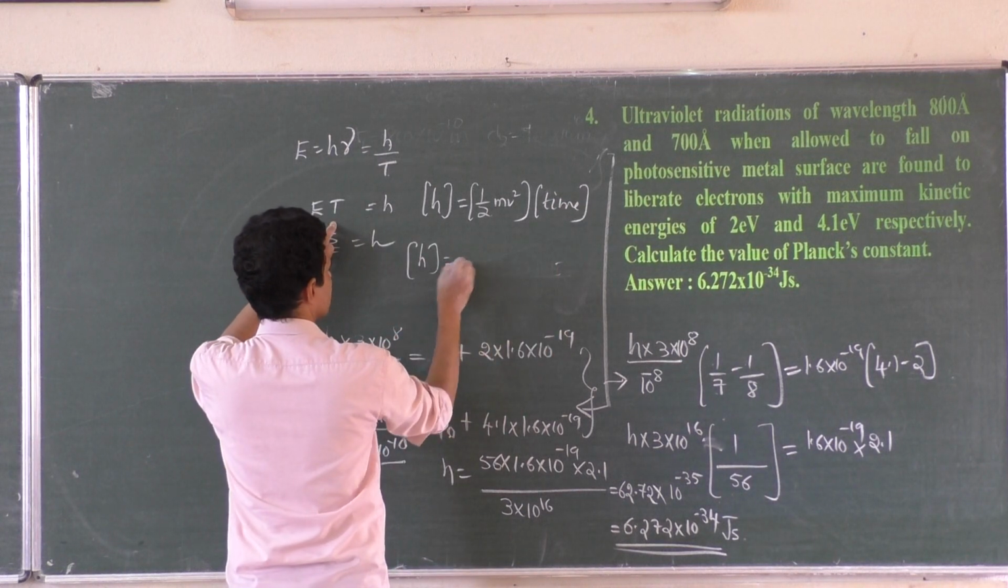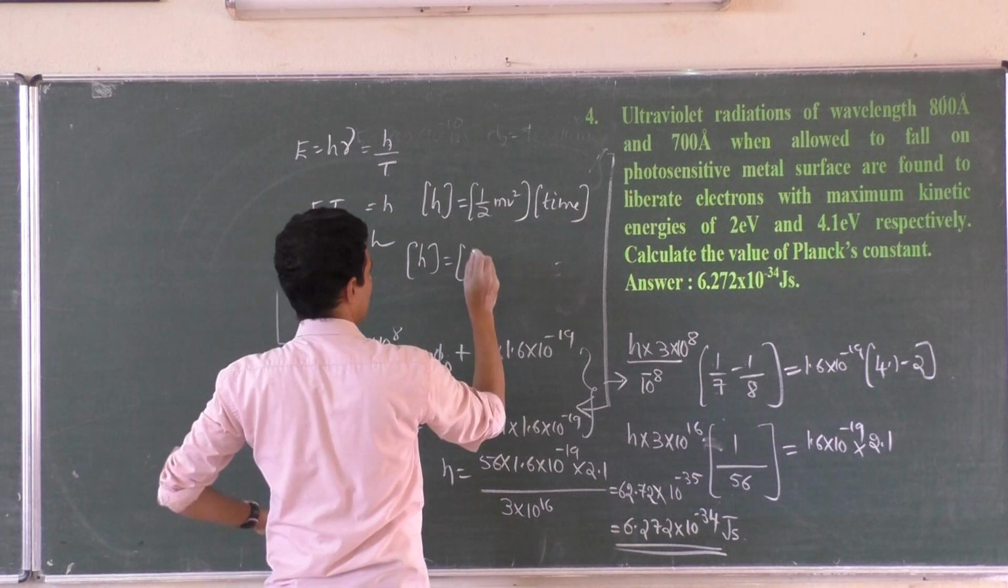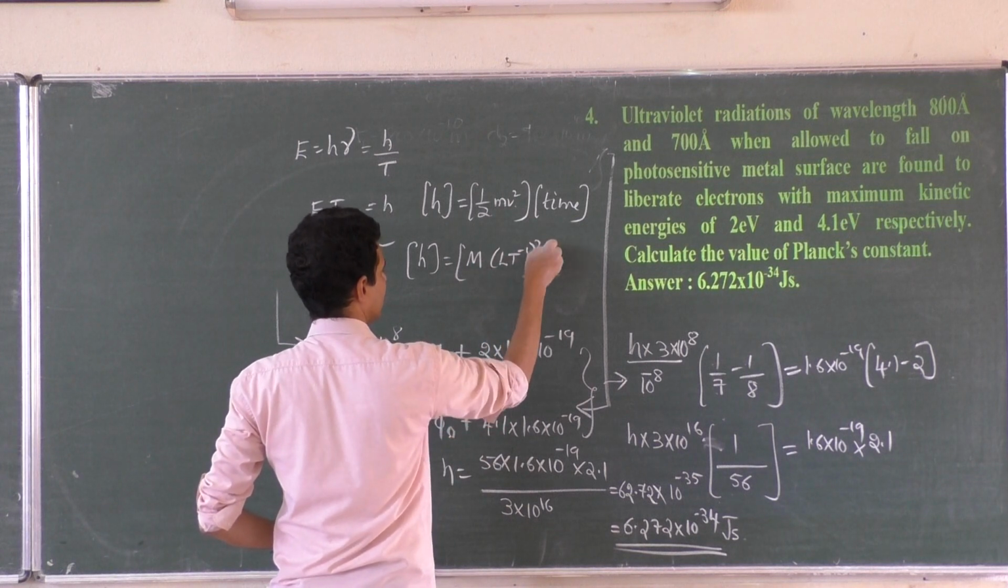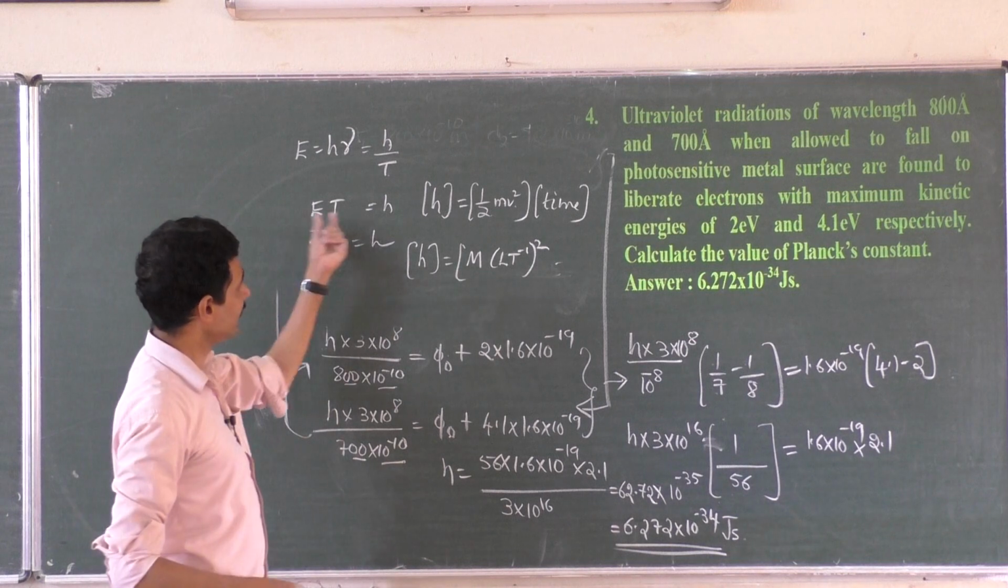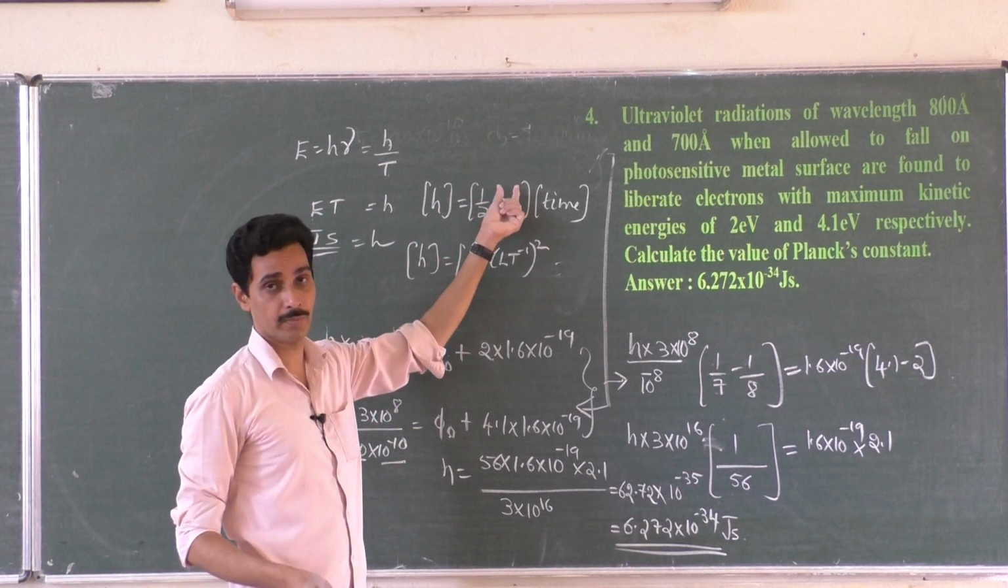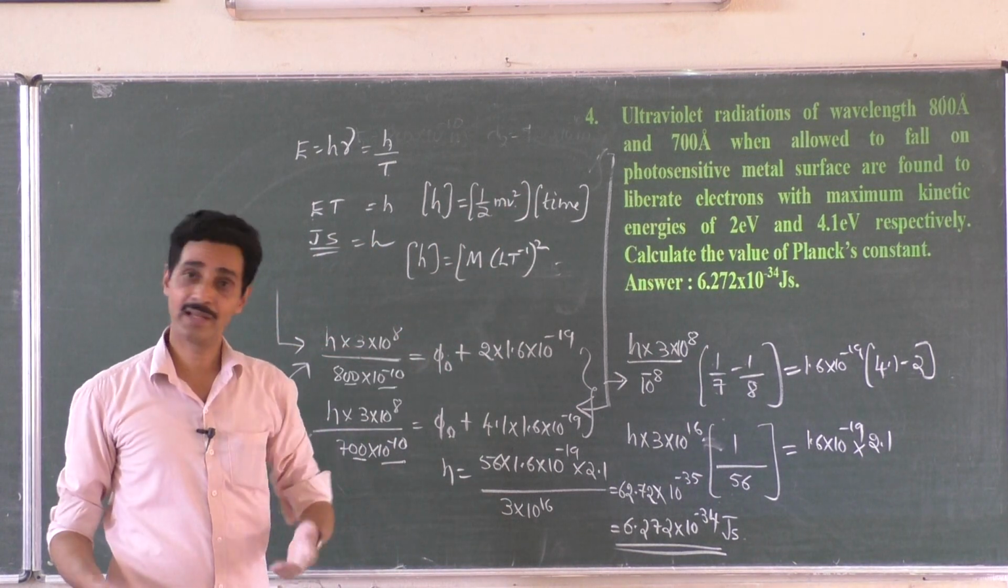Dimension of Planck's constant is equal to... Half has no dimension. Mass, velocity square: L T to the power minus 1, whole square. Any energy is okay. Work done is okay. Force into displacement you can write. No problem. Or mgh, potential energy, you can write.